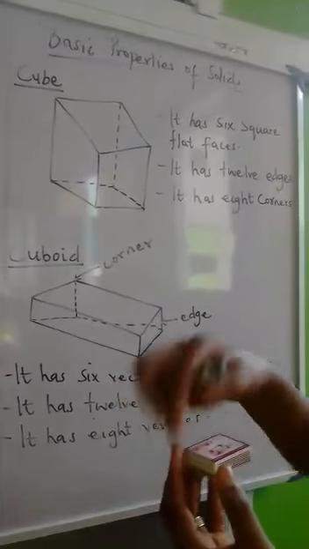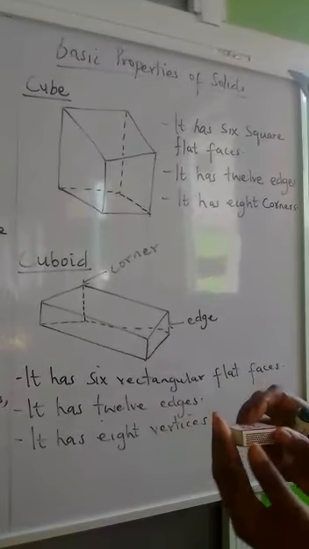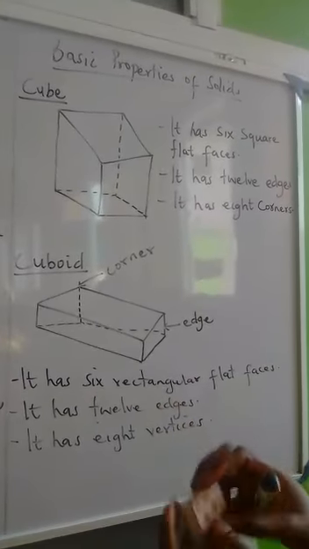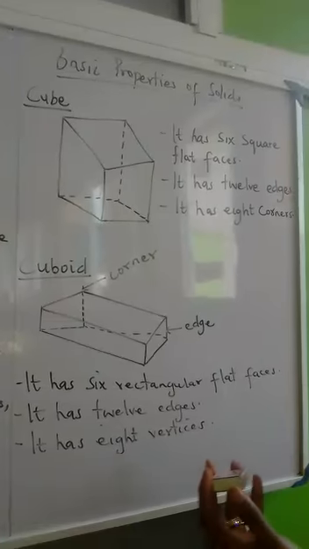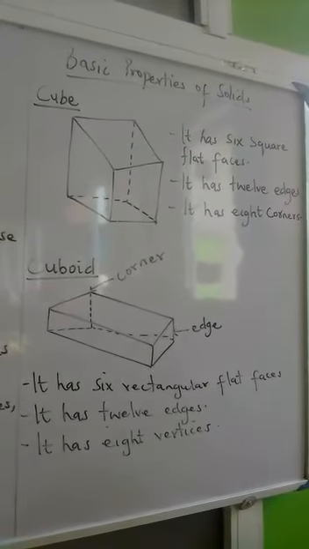1, 2, 3, 4, 5, 6. 6 flat rectangular faces. Very good. And also, just like a cube, it has 12 edges.